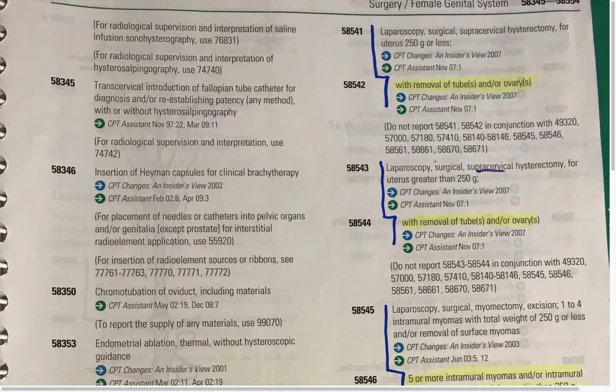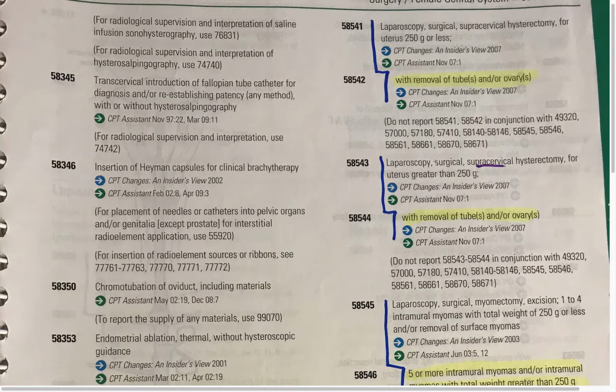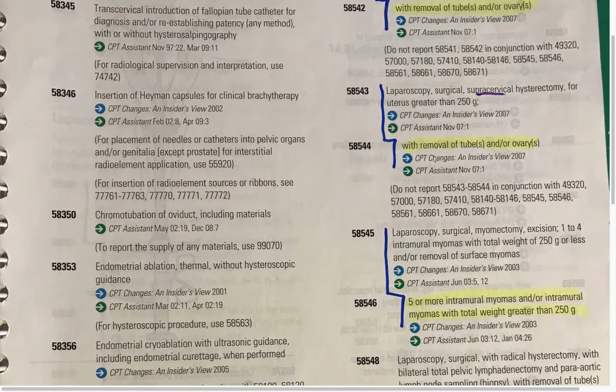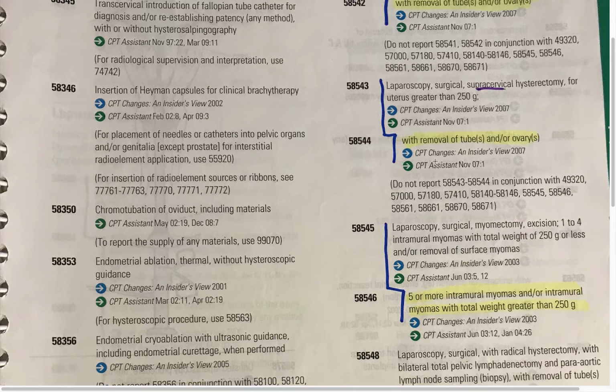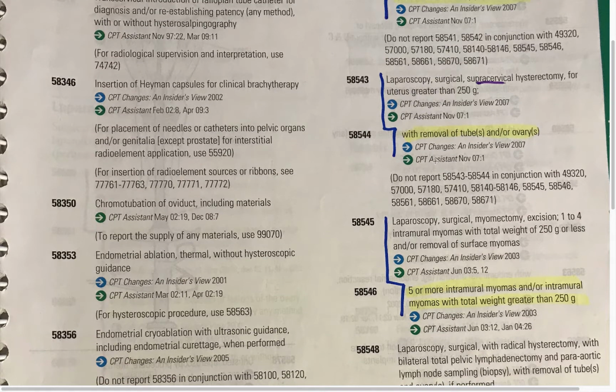58541 is a laparoscopy surgical supracervical hysterectomy for uterus 250 grams or less. And the indented code underneath it is with removal of tubes and or ovaries. Supracervical is the top portion of the cervix, not the entire cervix. 58543 is a laparoscopy surgical supracervical hysterectomy for uterus greater than 250 grams.